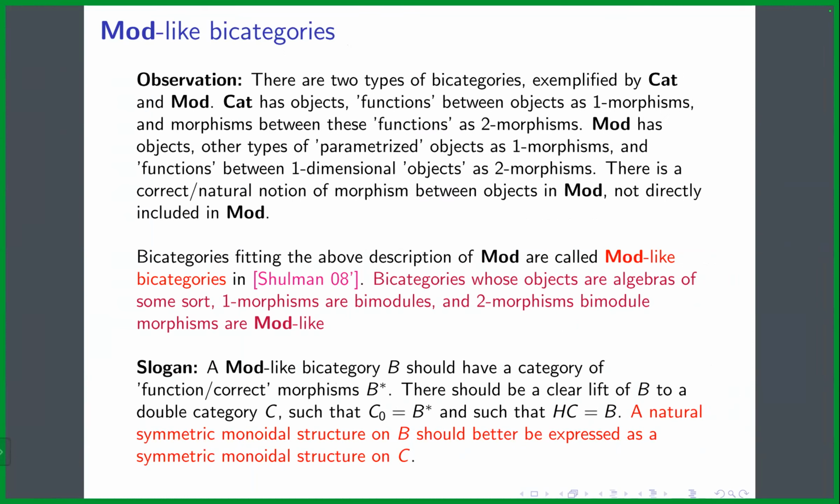There should be a clear lift of B to a double category C, having this correct notion of morphism encoded in the category of objects, and such that the horizontal bicategory of this extension should be the original bicategory. So a natural symmetric monoidal structure on the mod-like bicategory should be better expressed as a symmetric monoidal structure on the double category extending it.